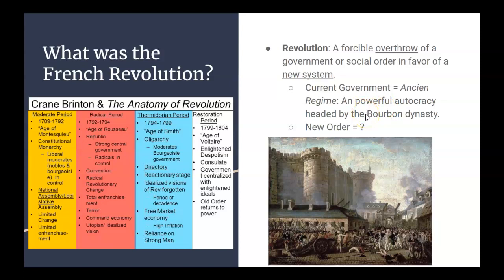That was like their last name, the Bourbon dynasty, right? And the Bourbon dynasty, headed by Louis XVI at this time period, was in charge of France. And due to certain things that are going to happen, which we'll get into in the later slides, people aren't going to want him to be in charge anymore. So we'll see how that goes.